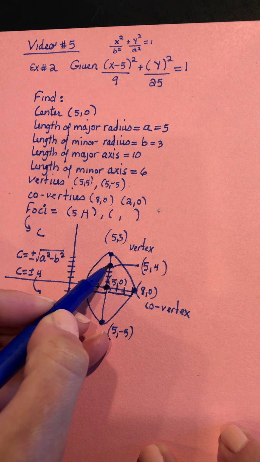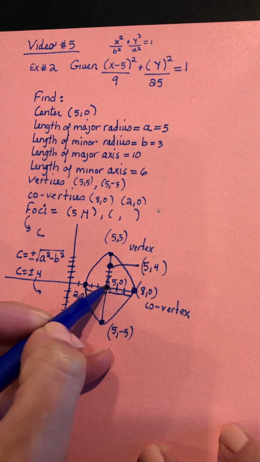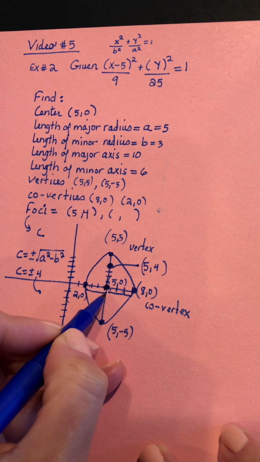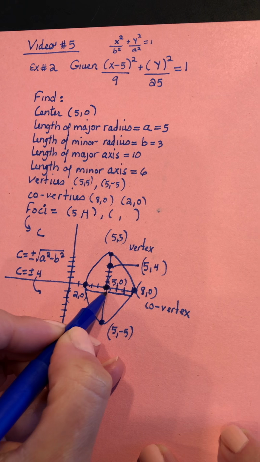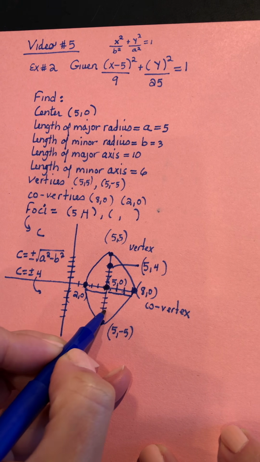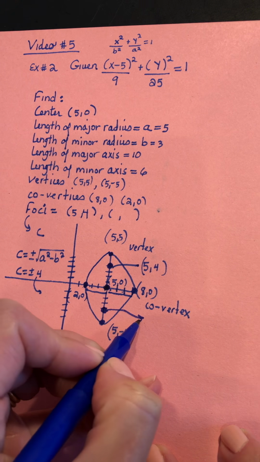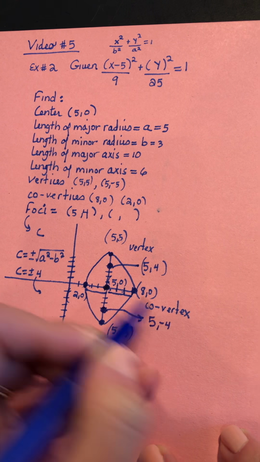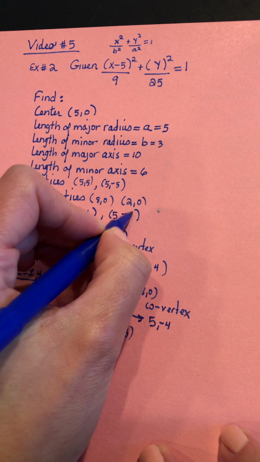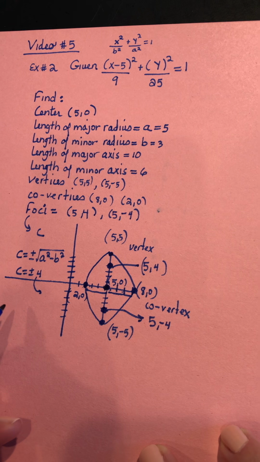Okay, so that distance of 4 is occurring from the center. Then my other one, I'm going to go down 4, 1, 2, 3, 4. This is going to be the point (5, -4). Okay, so we've successfully found all of the given information that I could ask you in a problem.